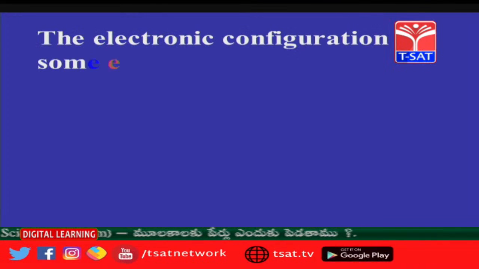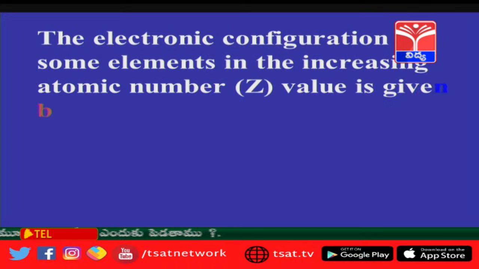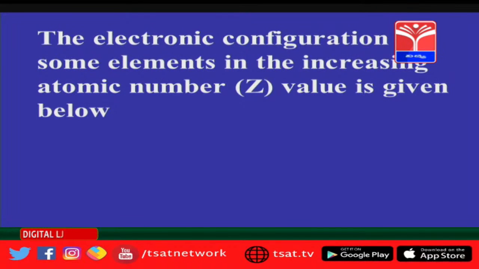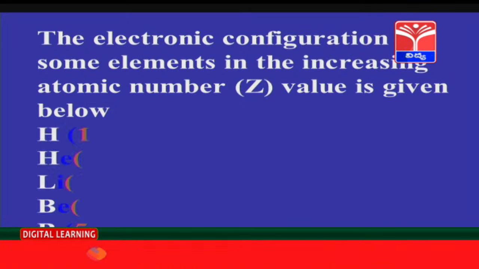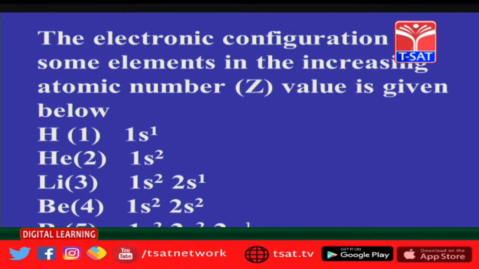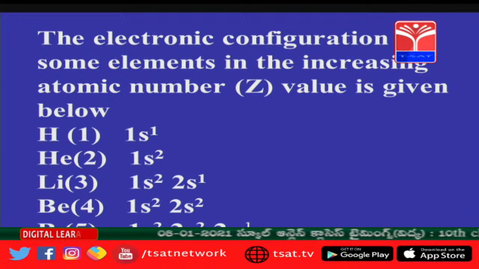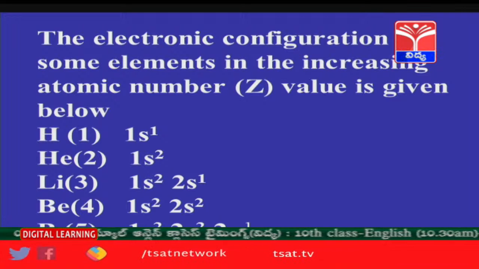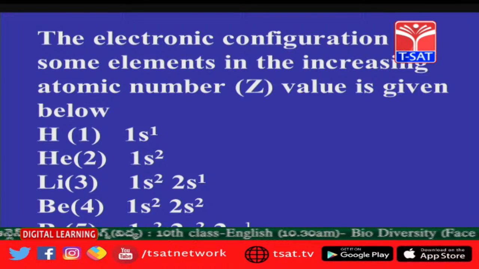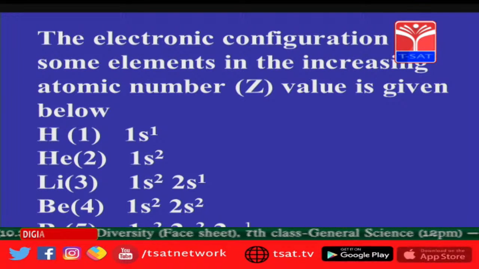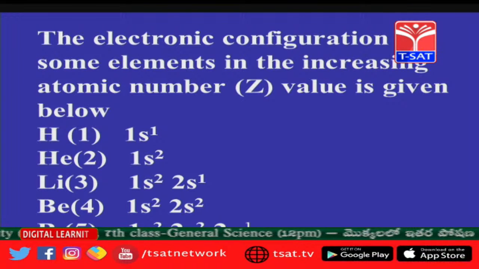The electron configuration of some elements in the increasing atomic number, that is Z value, is given below. See children, here I have written electron configuration for hydrogen, helium, lithium, beryllium and boron. For hydrogen it is 1s1, for helium 1s2, for lithium 1s2, 2s1, for beryllium 1s2, 2s2, boron 1s2, 2s2, 2p1.